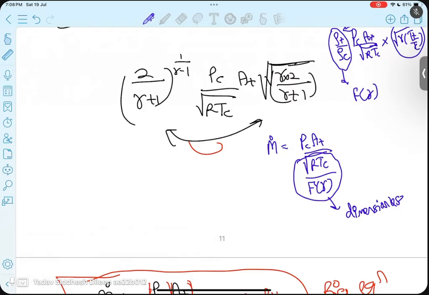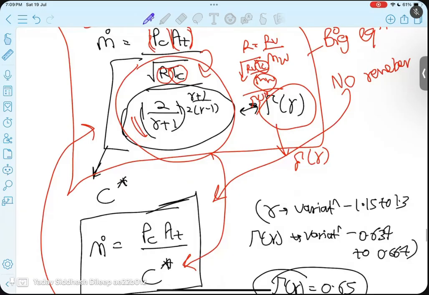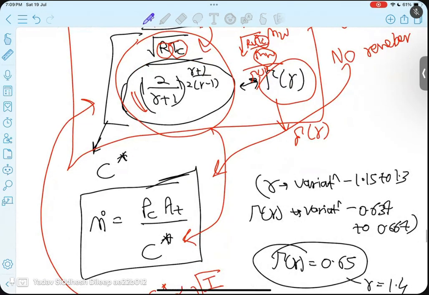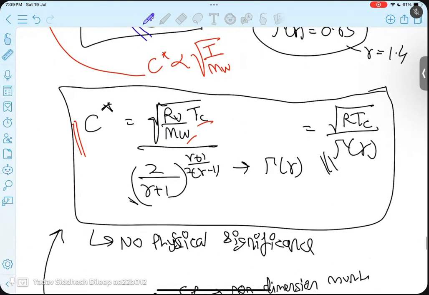Basically, the R TC was very important. This term is called C star. It is PC AT by root R TC upon this function of gamma. That is also called capital gamma of gamma, some Vandenkerckhove's function or something like that. And you can write this big term as C star. And if you observe the big term, C star is root of a specific constant, RU by M. RU is constant. This is a constant value. The only variation is TC and molecular weight.